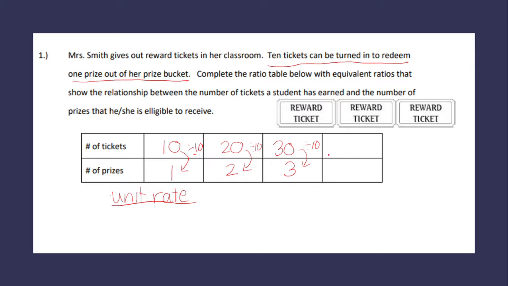And then let's say we were just going to jump to 50, because ratio tables don't necessarily have to have a pattern going horizontally, but when you're going vertically, you should always divide by 10, divide by 10, divide by 10. So that part has to be proportional. So if we take 50 and we divide that by 10, then this number would be 5. All right, so that is the conclusion of the first example. Let's go ahead and look at example number 2.